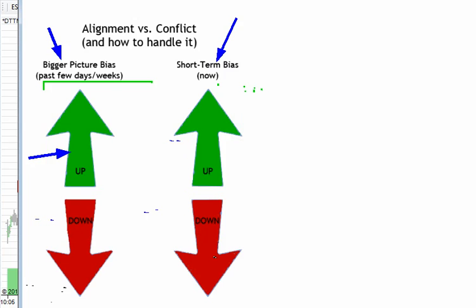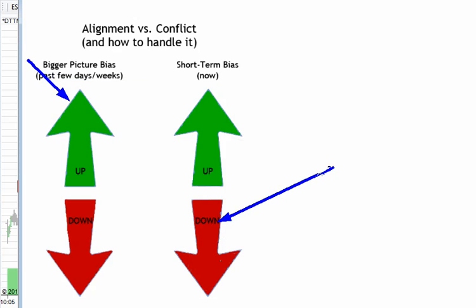But there are situations like what we saw the last 2 days where the bigger picture bias has certainly been up, but the shorter term structure has been down. Okay, so it's conflict. So what do you do in a conflict situation, just generally speaking?